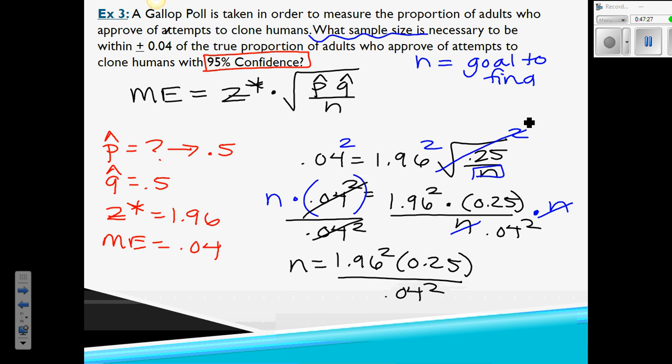Now notice I didn't use a calculator until this moment. Once you get n by itself, then put this in the calculator. So go ahead and put this in the calculator. Take a minute and tell me what it is. See if you can type that in the calculator. You need to do 1.96 squared times 0.25 divided by 0.04 squared.